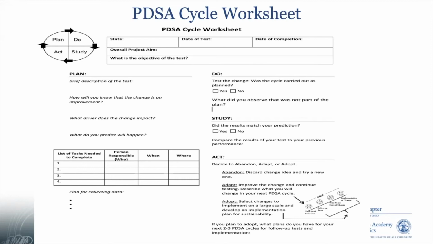And again, during some of the action period calls, we'll talk more in depth about these and have you share some of your PDSA cycle ideas. We can have an idea generating session. And then as the project goes on, it's always great to hear how things are going. Next slide, Brooke.